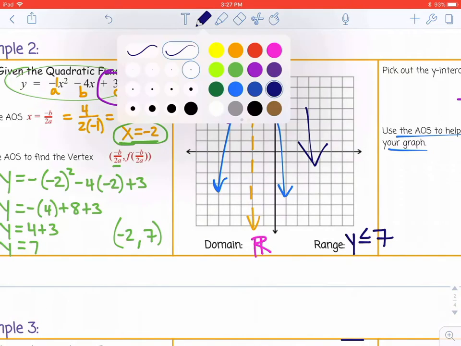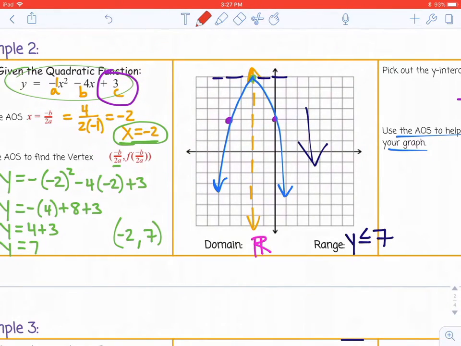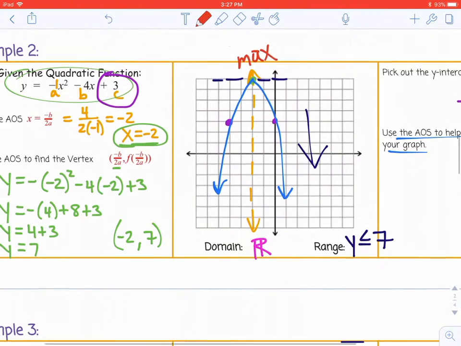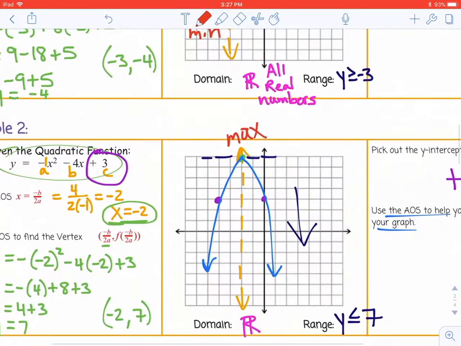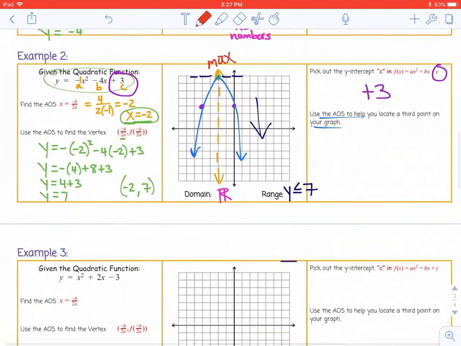There's one more thing I want to add now that we've looked at 2 examples. Let's put that this vertex is a maximum vertex because it's the highest point on our graph. And then example 1 was a minimum vertex because that one is the lowest point that was on our graph. All right, so that is it for example number 2.